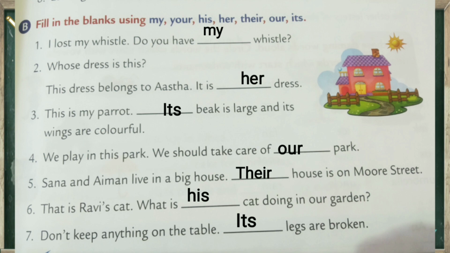Third one. This is my parrot. Dash beak is large and its wings are colorful. So the beak belongs to the parrot. If it is a parrot, we use the word its. If it is animals, birds or things, we use the word its. So this is my parrot. Its beak is large and its wings are colorful.